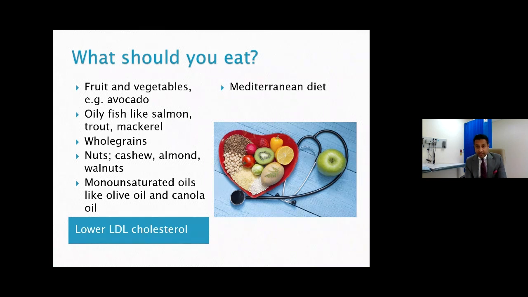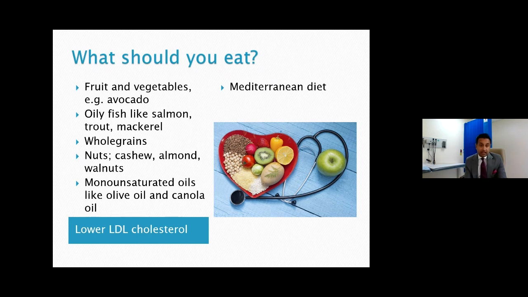So in terms of diet, I'm not trying to downplay diet, though there is a limit to how much it can lower your cholesterol, but we should all be doing as much as we can in our lifestyles to live as healthily as possible. So when it comes to cholesterol, the things that are good for you would be fruits and vegetables, particularly things like avocado, which is a good source of good fats. Oily fish like salmon, trout, mackerel are a natural source of omega-3 oils that help to lower your bad cholesterol, but also increase your good cholesterol.